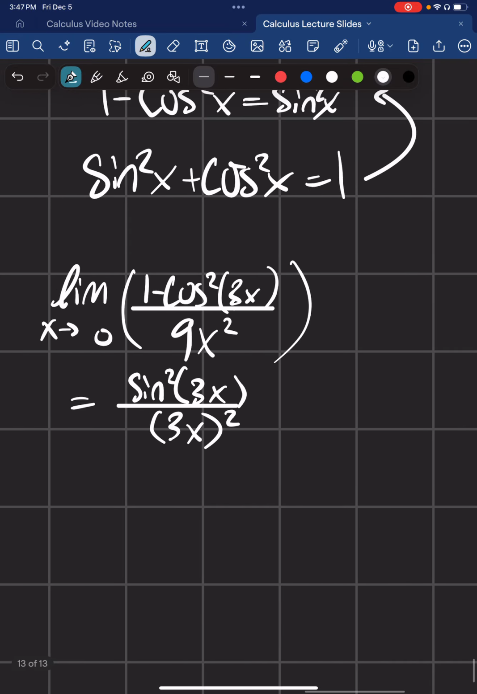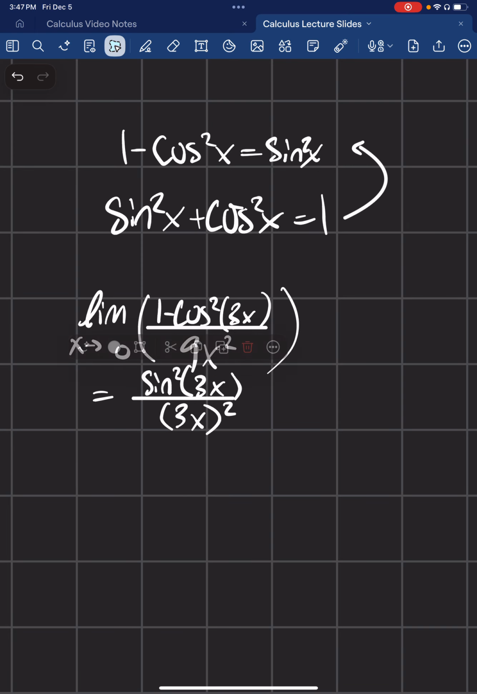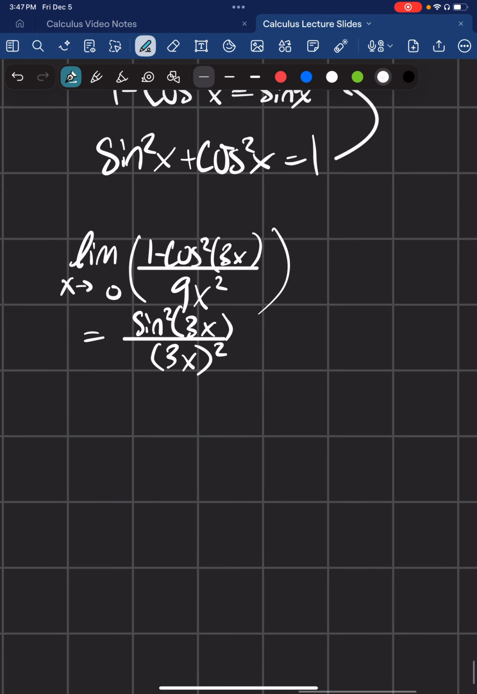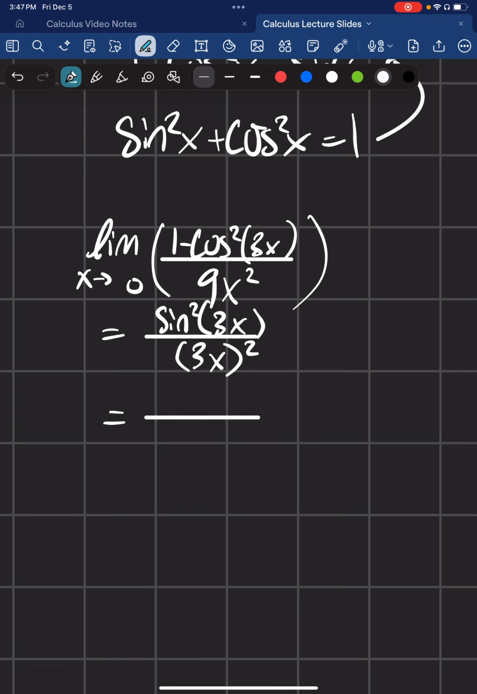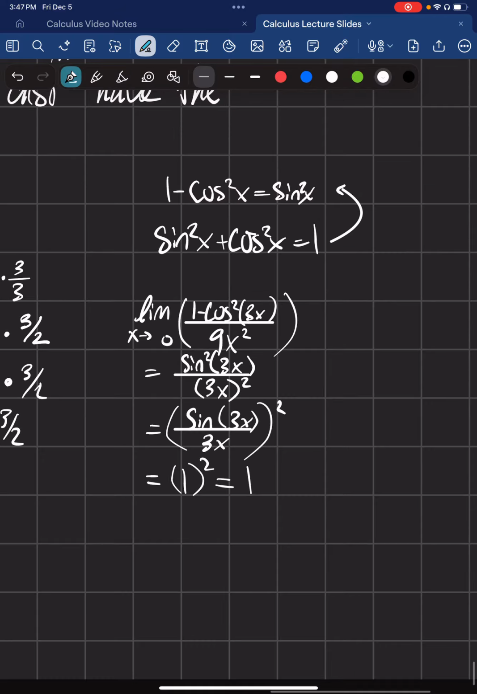So the next step that you're able to take here is, let me move this up so I have a little bit of space. The next step that you're able to take here is to then say, this is now equivalent to sine 3x over 3x, but the whole thing squared. But now we're able to evaluate this limit because we know what this limit of sine 3x over 3x is. We know that this is just 1. And since this is just that whole function squared, it's just 1 squared, which is then 1, right?